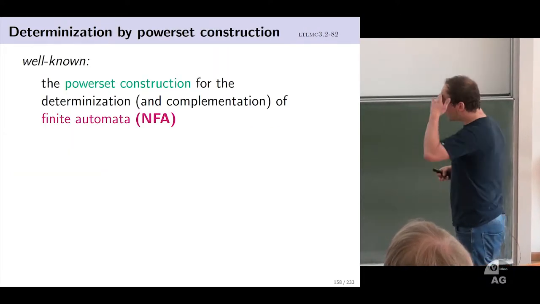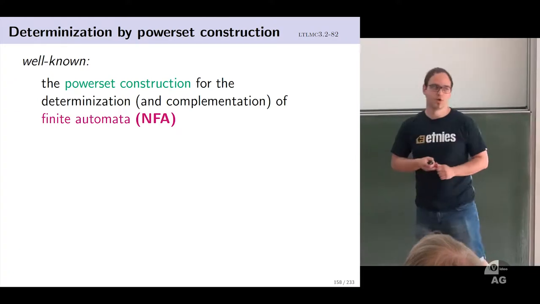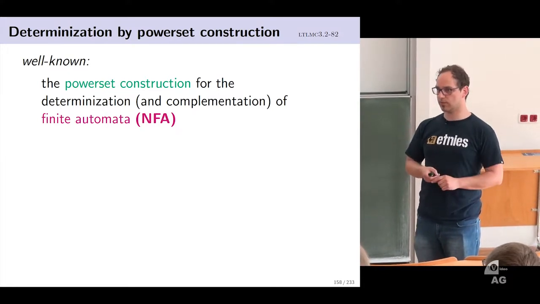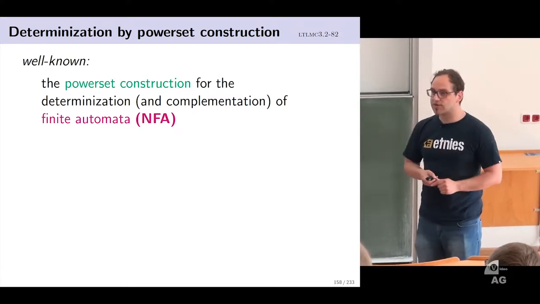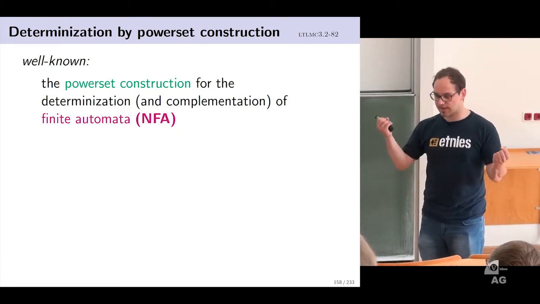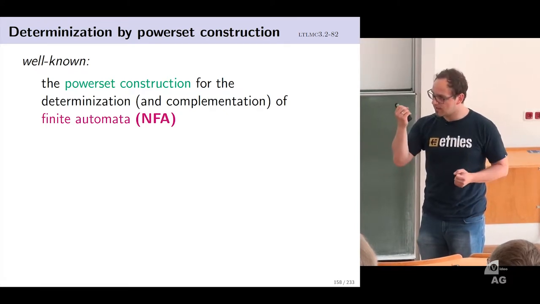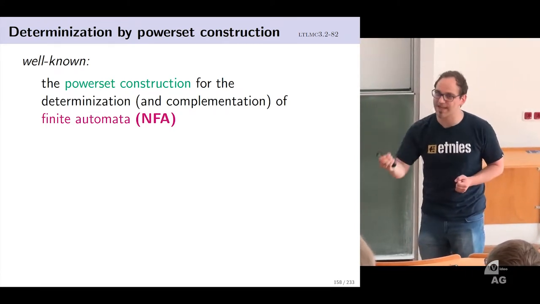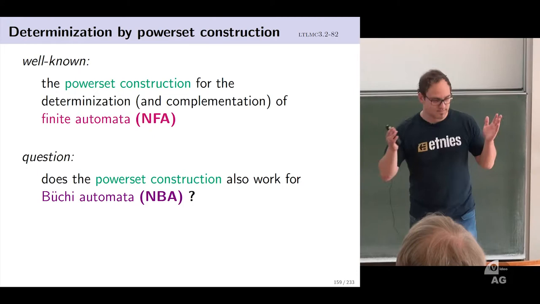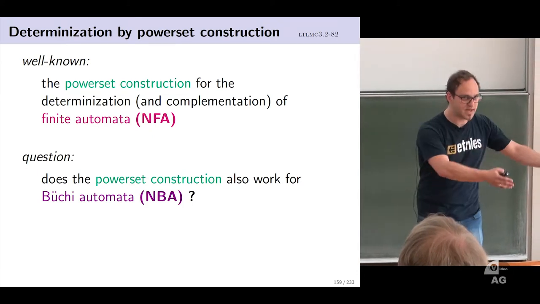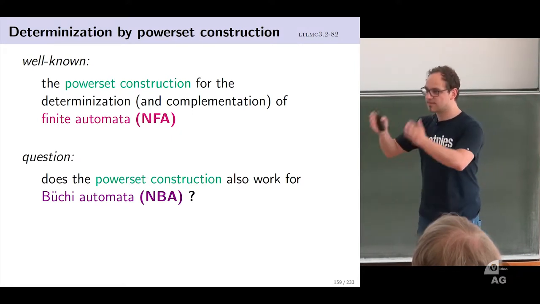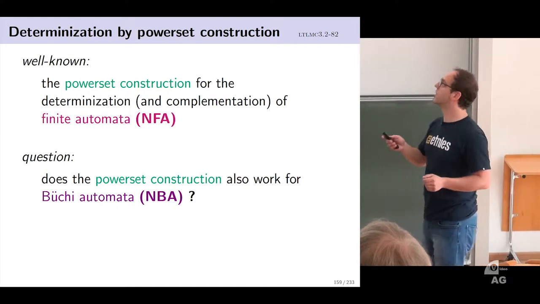Very good. Now for a non-deterministic finite automaton, you know that I can take an NFA recognizing some regular language, and I can use the power set construction to determinize it, right? By a very easy algorithmic construction, I get a deterministic finite automaton that recognizes exactly the same language. Well, the obvious question is, for non-deterministic Büchi automata, can we take our NBA and make some power set construction and then go to a DBA? And this is what we're going to look at now.